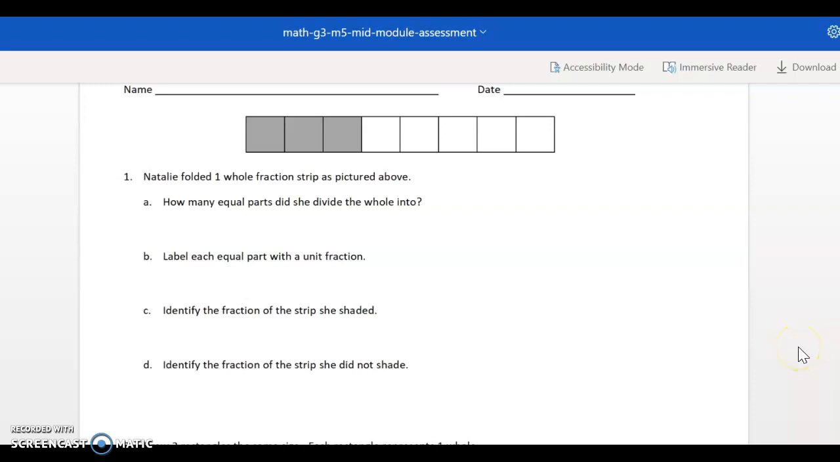Natalie folded one whole fraction strip as pictured above. A. How many equal parts did she divide the whole into? B. Label each equal part with a unit fraction. C. Identify the fraction of the strip she shaded. D. Identify the fraction of the strip she did not shade.